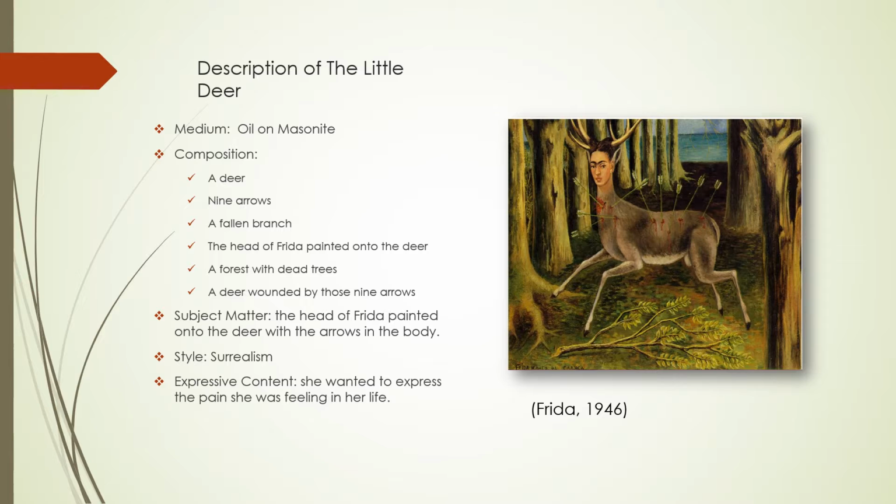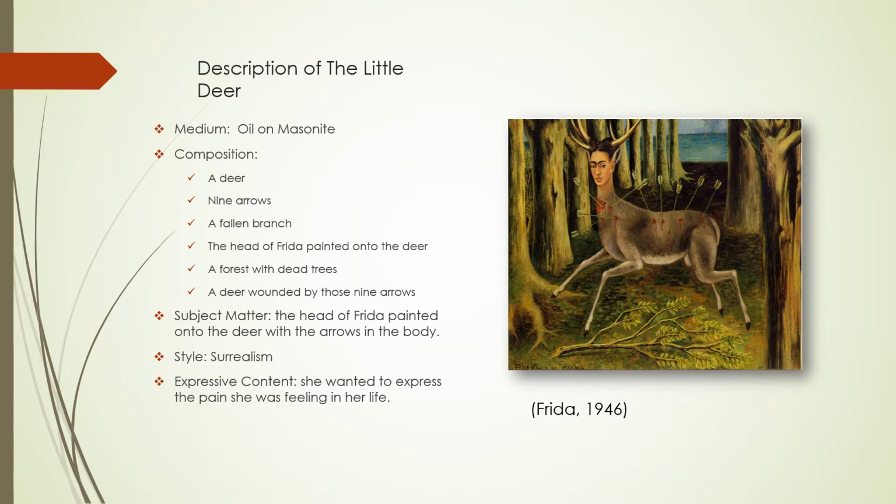Starting from the description of the Little Deer, the medium is oil on masonite. The composition is that there is a deer, 9 arrows, a fallen branch, the head of Frida painted onto the deer, a forest with dead trees, and a deer hooded by those 9 arrows. Going to the subject matter of that painting, I can see that the thing shown there is the head of Frida painted onto the deer with the arrows. Due to that, I can say that the expressive content is that Frida wanted to show the pain she was feeling in her life.